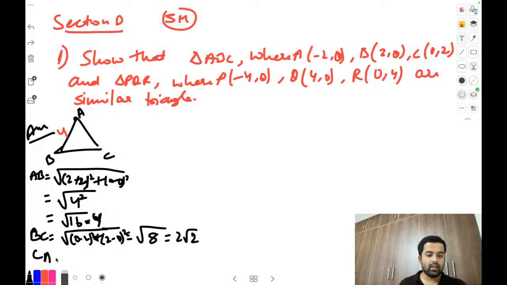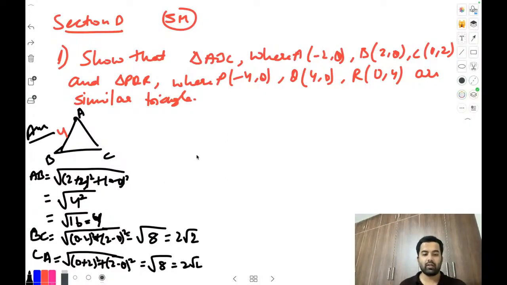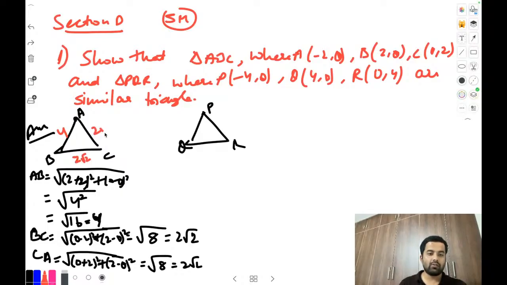Find CA. CA will be 0 comma minus 2 and 2 comma 0. The same thing will come. 0 plus 2 whole square, and here 2 minus 0 whole square. Again root 8 will come, 2 root 2. Okay, we got the first triangle. Now try for PQR in the same way. Let me note the distances: AB is 4, BC is 2 root 2, and CA also 2 root 2.